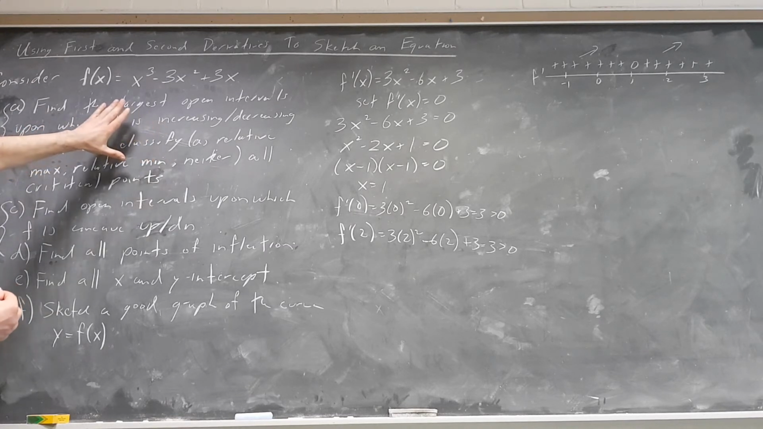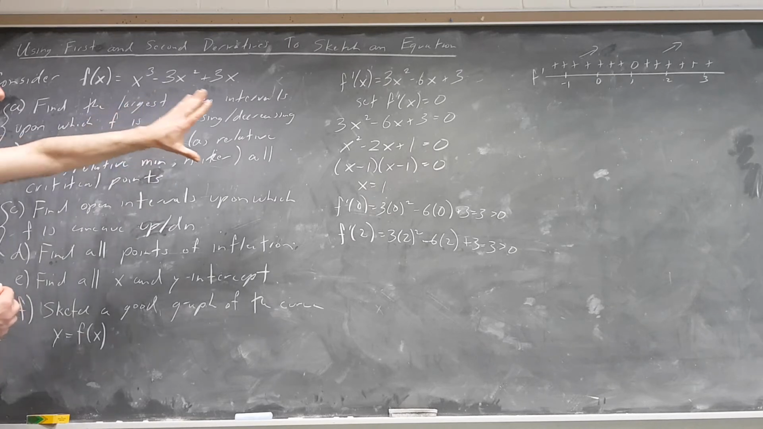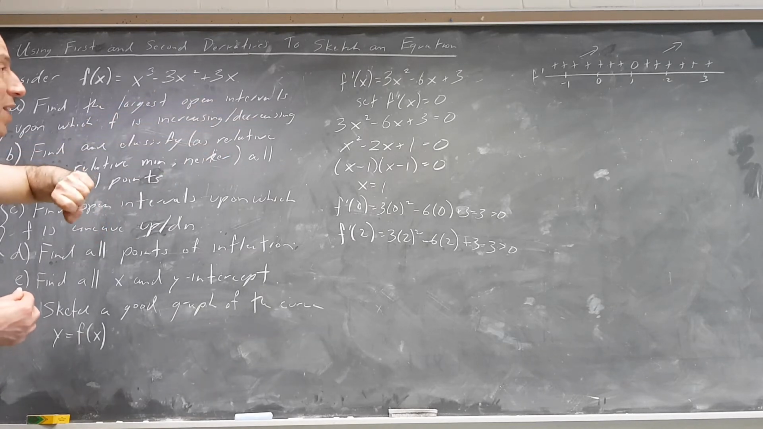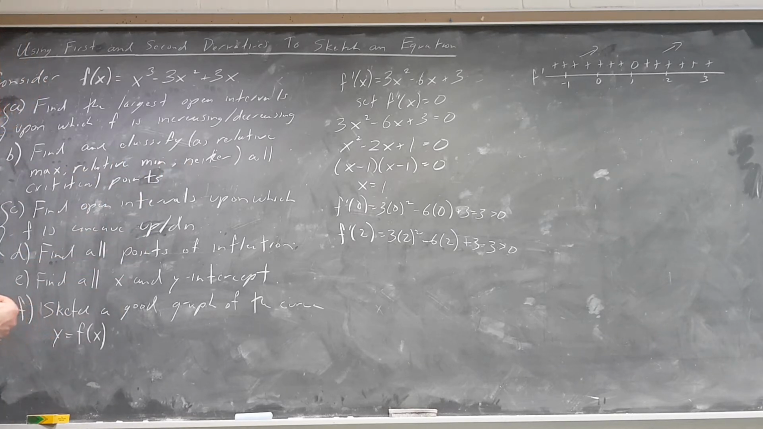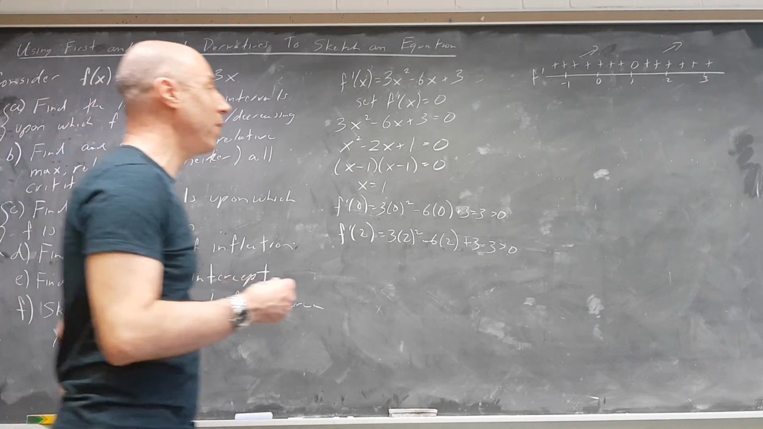Actually, I think what we'll do is hold off on the answer until we have our picture up there, because I think the answer will be much clearer once we can see our picture. So let's go ahead and just do the work for C and D now. We're going to need a sign chart for f double prime.